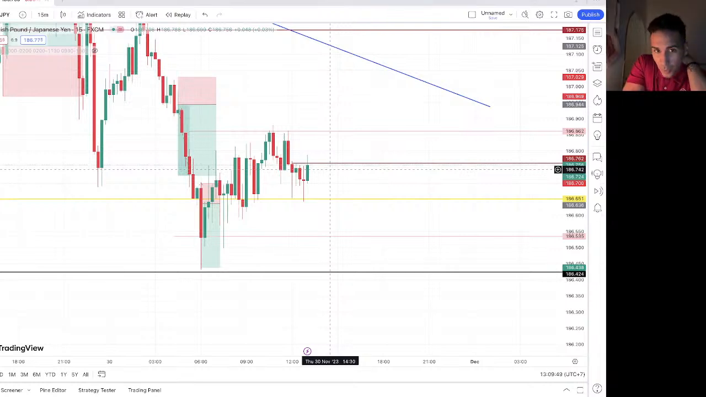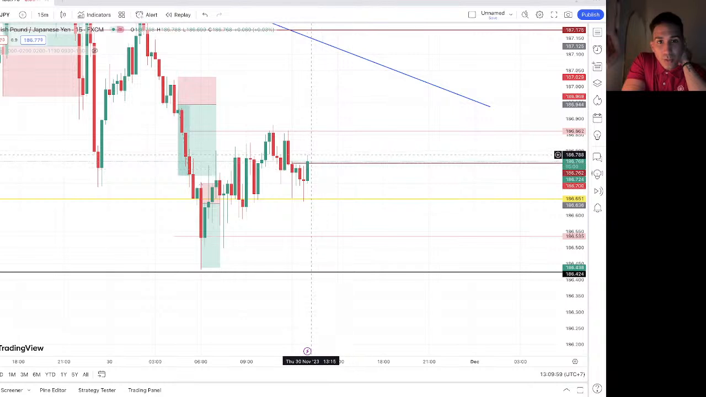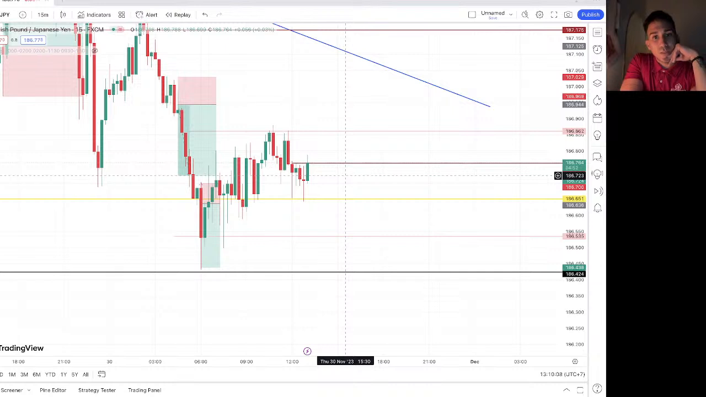Okay, 12 seconds to the candle close. So if we manage to get bullish on this one, we have made a support here on the wick. But yeah, so first confluence.